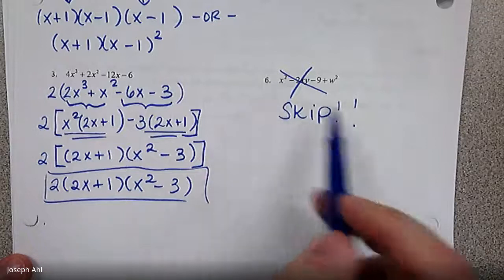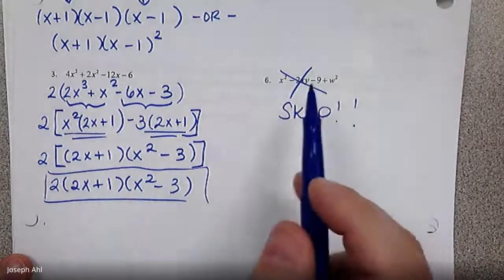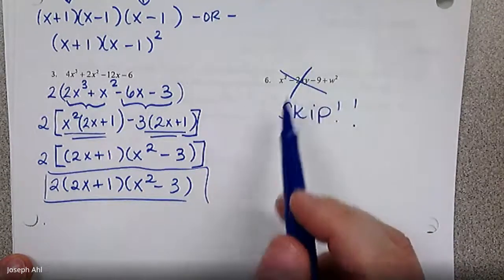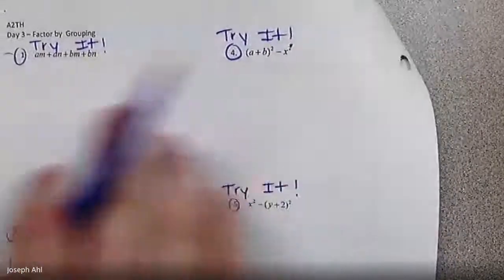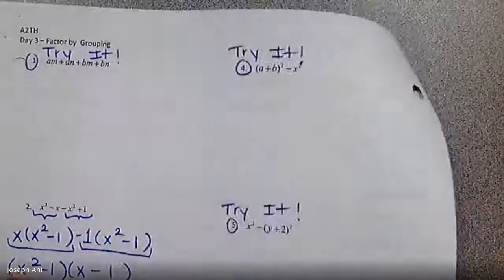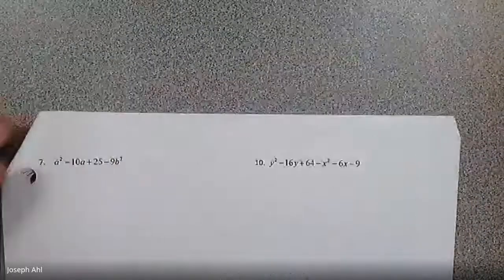You'll notice that number 6 says skip altogether. So there's nothing going on special with number 6. You don't have to try this one. I would like you to at some point try these 3 on the first page, page 8. Let's go on to number 7.